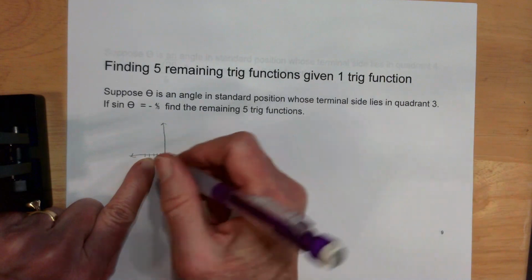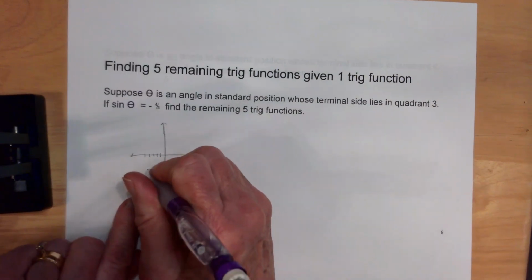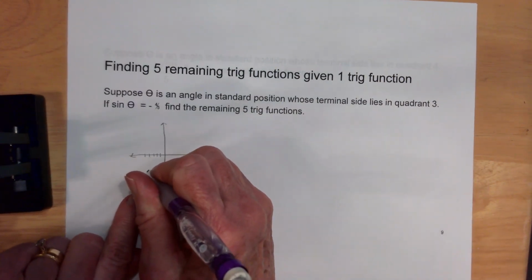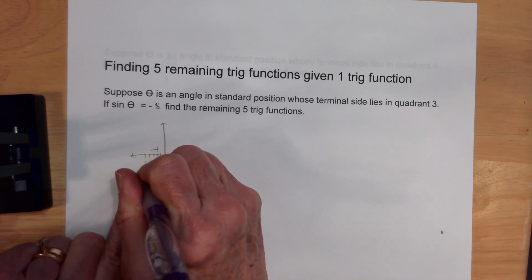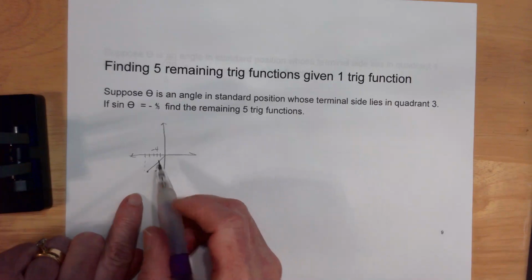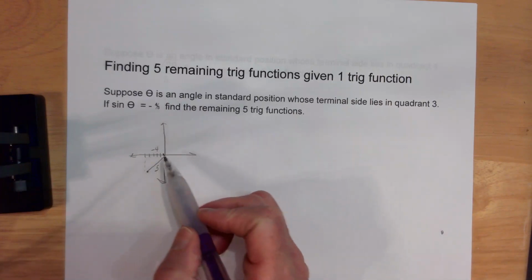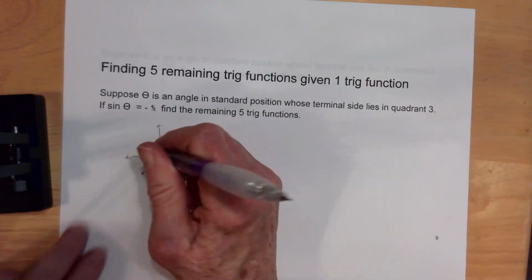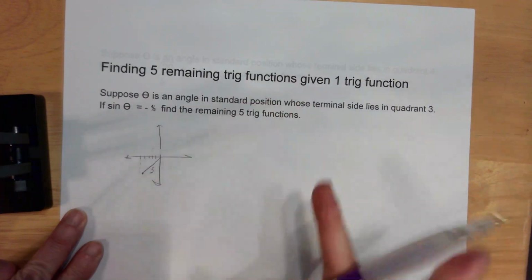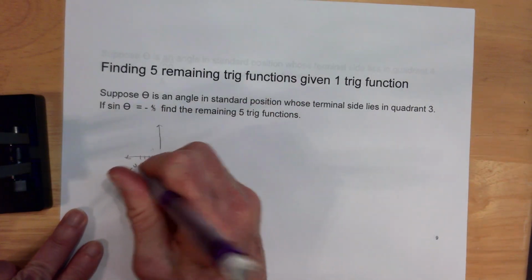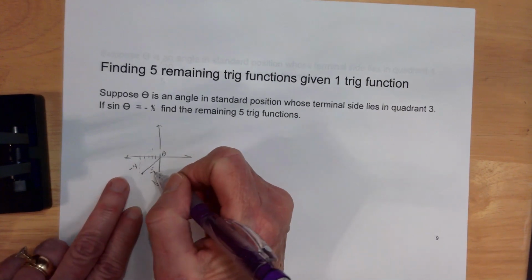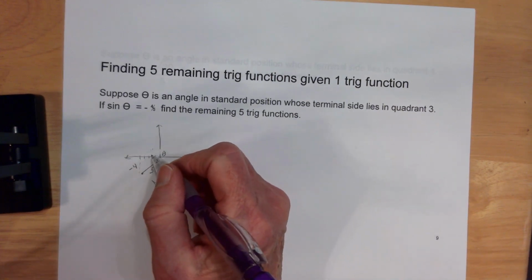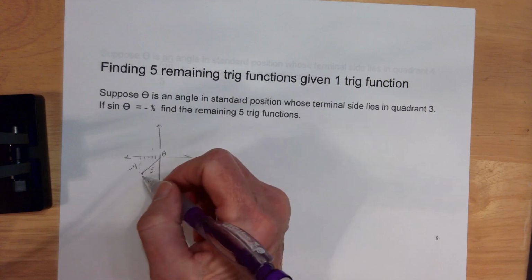Now it says it's in quadrant 3, so it's down here. So if you will, I have a negative 4, and I have the hypotenuse is 5, because remember, well, actually the negative 4 would have to be over here if it's down there, because I'm talking about sine, so it's opposite over hypotenuse. So I would have to find the adjacent.